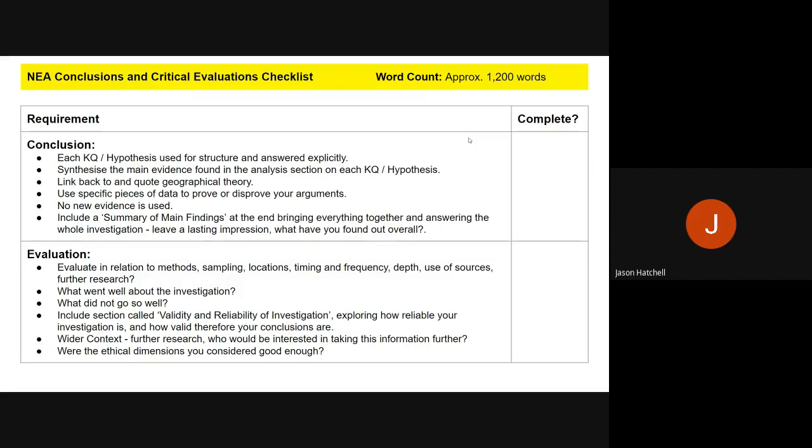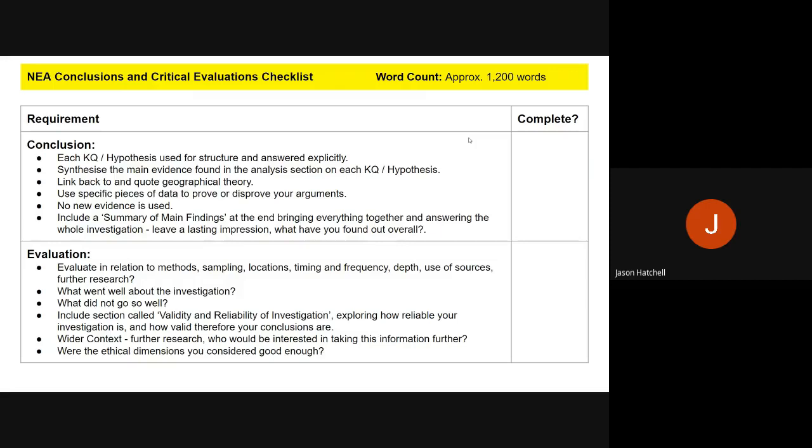So, for a conclusion, you should be answering each of your key questions or hypotheses. It should be a synthesis of the evidence you found out. Now, a synthesis is not just a summary. It's where you bring all of the information for that key question together and answer that key question or hypothesis. You should try and link back and quote geographical theory from your introduction and your analysis. You should try and use the data you have gathered to prove or disprove your arguments.